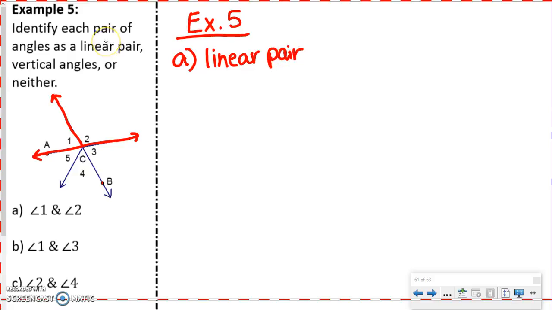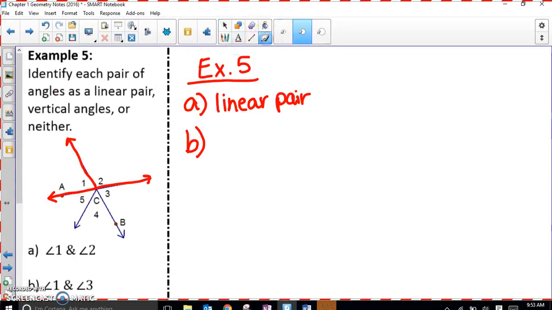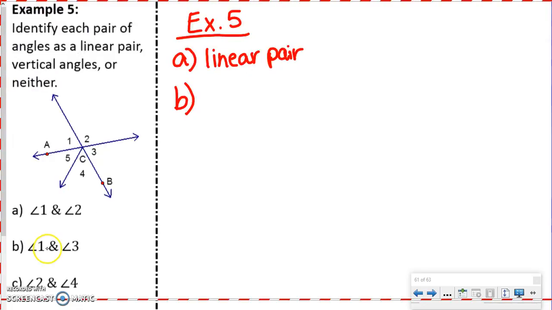Okay, and our choices were linear pair, vertical angles, or neither. So we wouldn't say supplementary, even though they are supplementary. Okay. All right. And then part B, erase. And angle 1 and angle 3, so right here, so if I outlined angle 1, that's this angle. If I outlined angle 3, that's this angle. So notice you've got the two intersecting lines, and angle 1 and angle 3 are across from each other. So those are vertical angles.